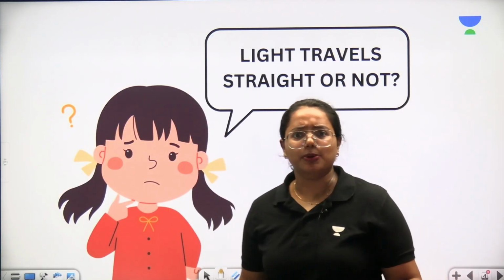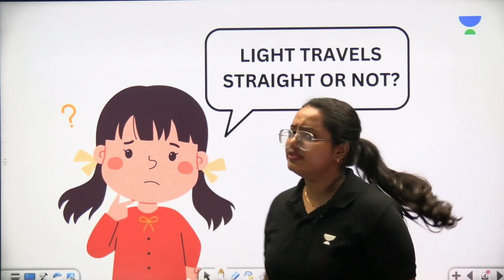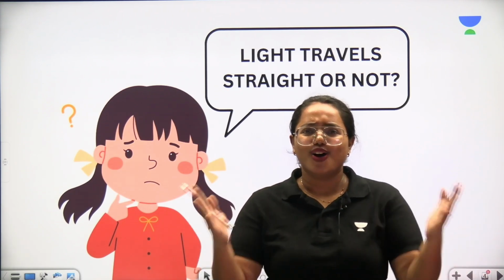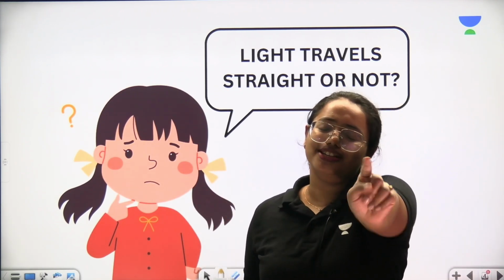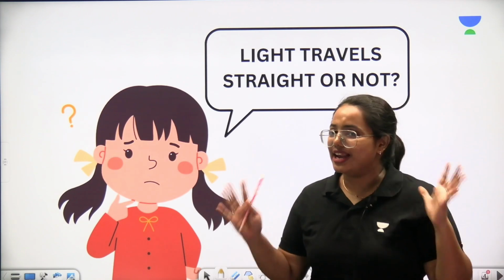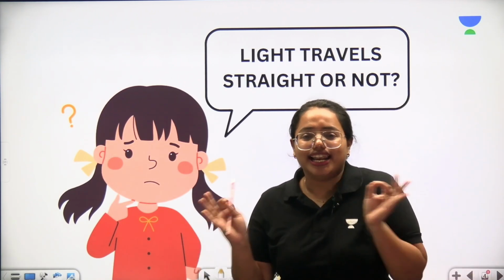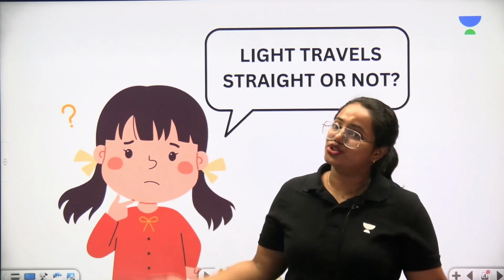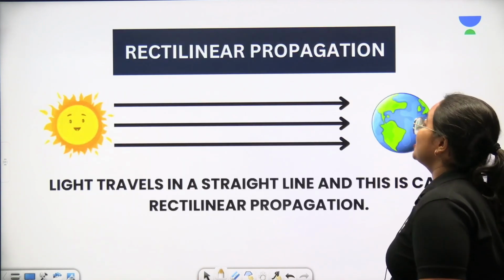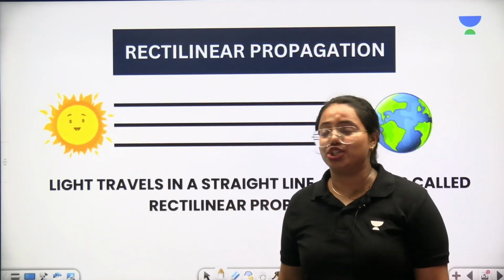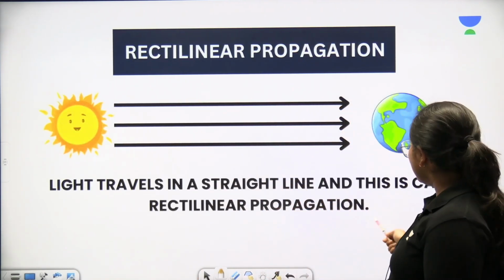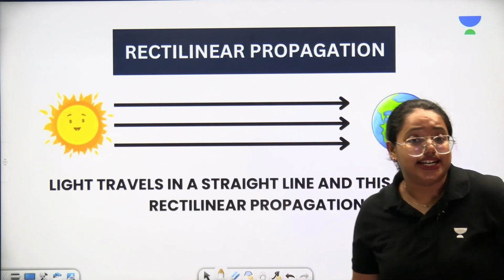Oh, Sheila has a small doubt. Light travels straight or not? What do you think about it? Could you please put it in the chat box? Okay, so let me tell you, it's a very, very simple one. Light always travels in straight lines. That is the reason we call it rectilinear propagation. So light travels in a straight line and this is called rectilinear propagation.